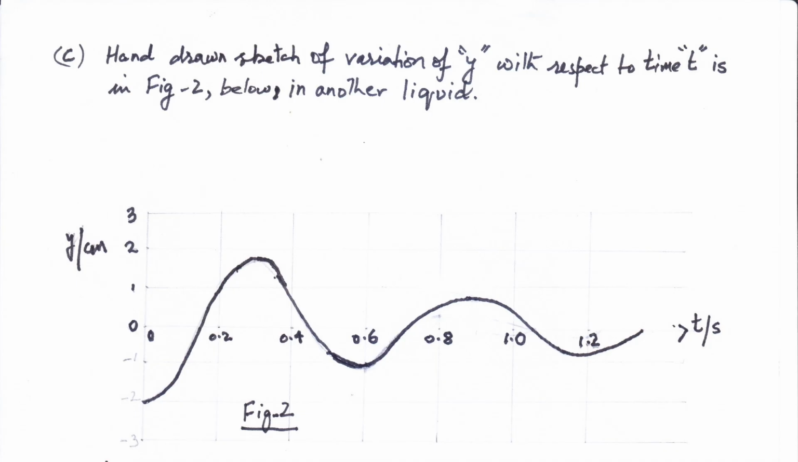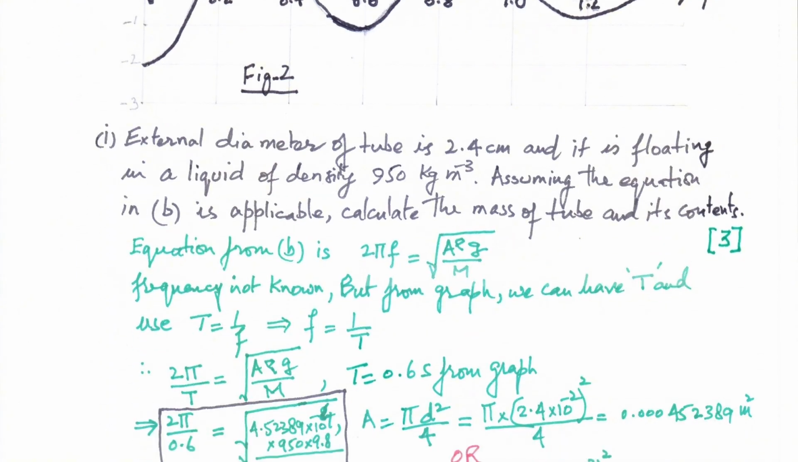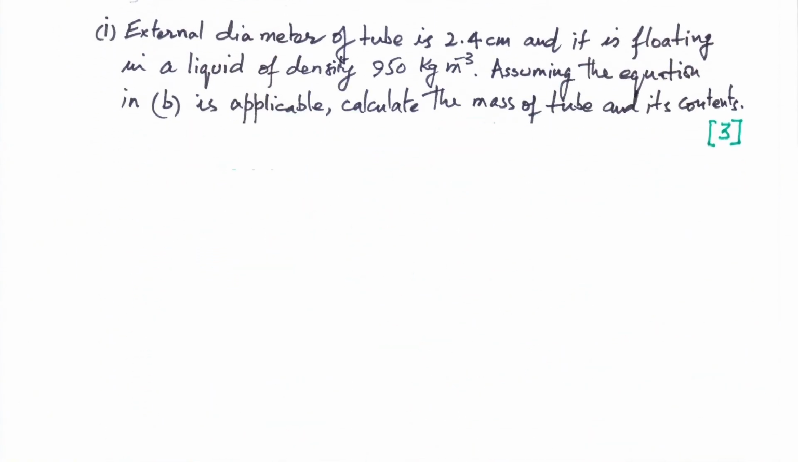Going on to first part of part C, external diameter of tube is 2.4 centimeter, and if it is floating in a liquid of density 950 kg per meter cube, and assuming the equation in B is applicable, calculate the mass of tube and its contents.